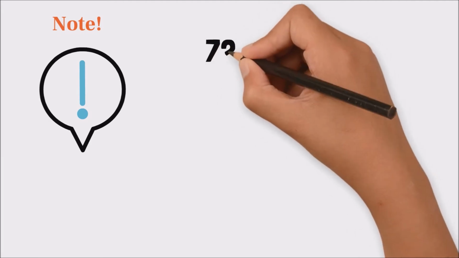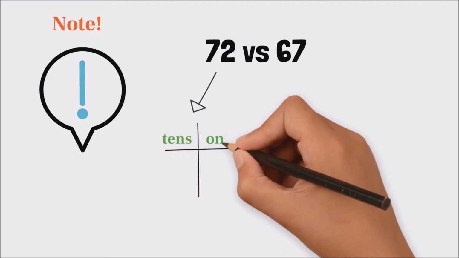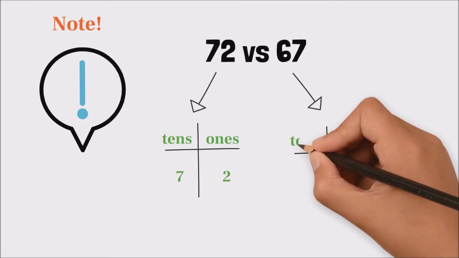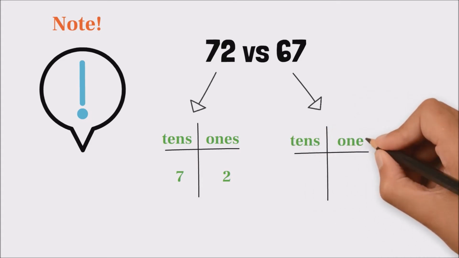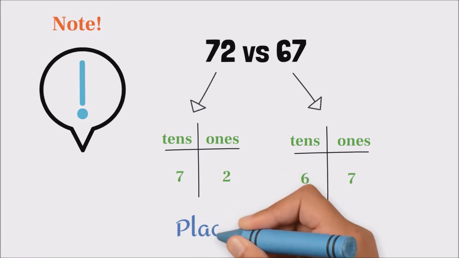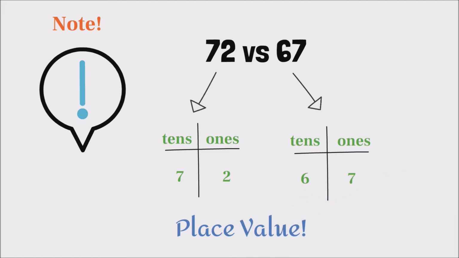Notice too that 7 in the numbers 72 and 67 has a different place value name based on where it appears in each number. 72 is made up of 2 groups of 1 and 7 groups of 10, so the place value for 7 in 72 is tens, while in 67 we have 7 groups of 1 and 6 groups of 10, so the place value for 7 in 67 is ones. Depending on where the digit is placed in the number, we can tell what the value is, and hence the name place value.